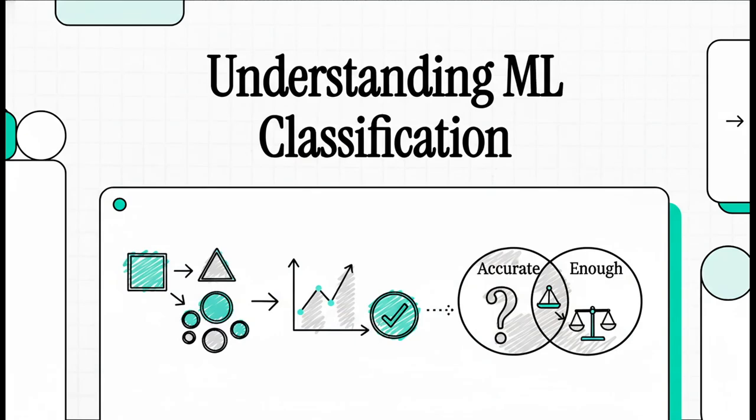Welcome to The Explainer. Today, we're going to tackle something huge in machine learning, classification. We're going to break down how a model goes from just guessing the odds to making a final call. And we'll see why just being accurate can actually be a really, really bad thing.